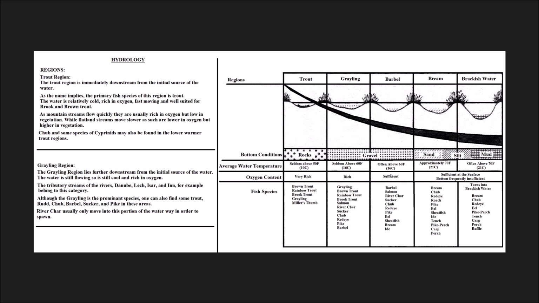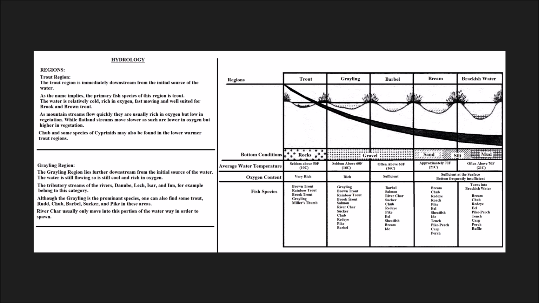Then as you move into the latter part, it becomes sufficient, and then into the sandy, silt, and mud sections, sufficient at the surface, bottom frequently insufficient. This is the predominant fish species found in these regions.